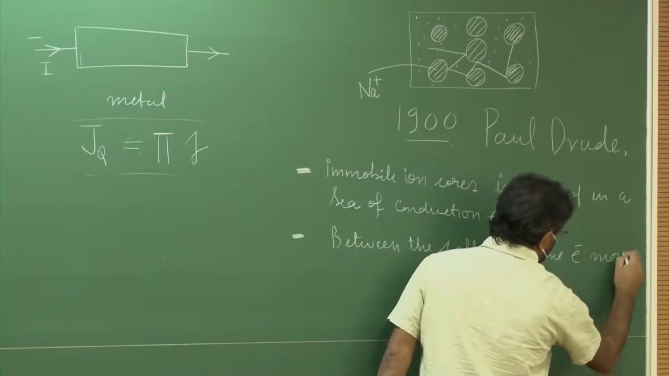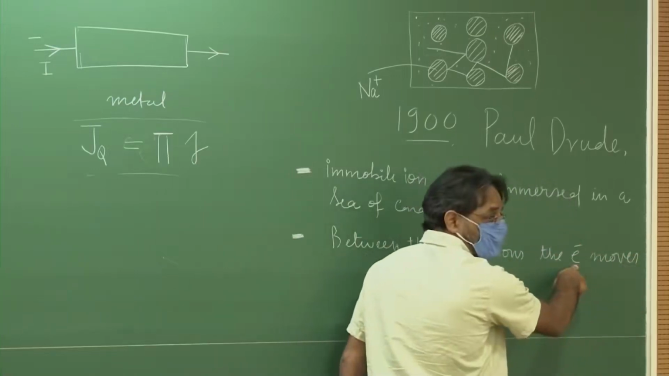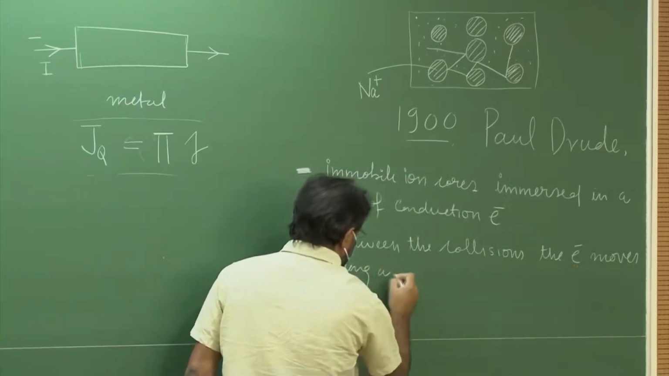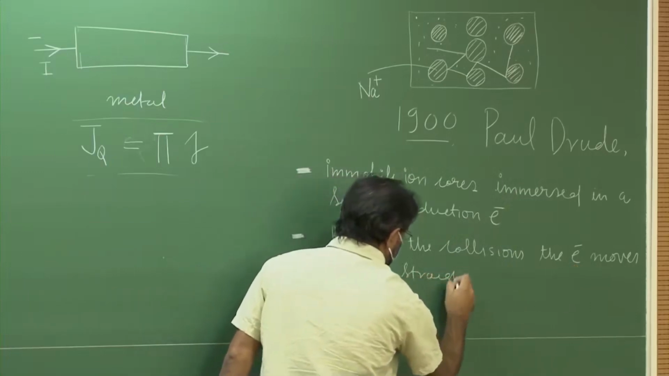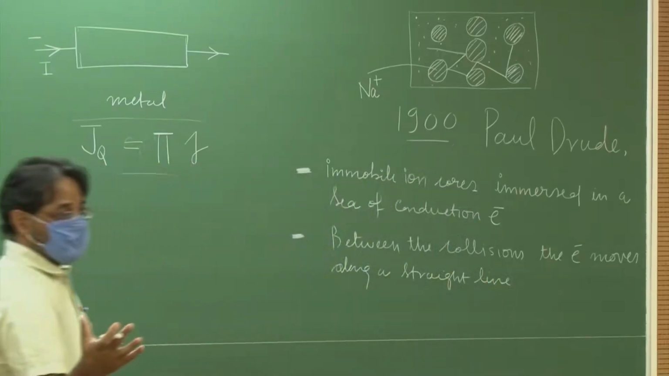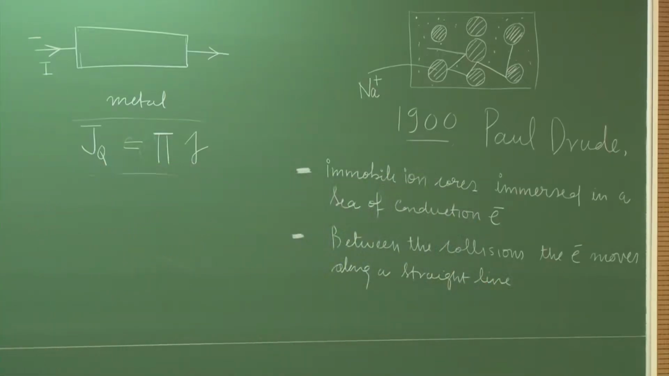The electron moves. When I say electron, I mean conduction electron. The electron moves along a straight line, which can be in any direction. And in fact, if you make a movie of Drude's metal, you would see that the electrons are moving in all possible manners, in all possible directions.